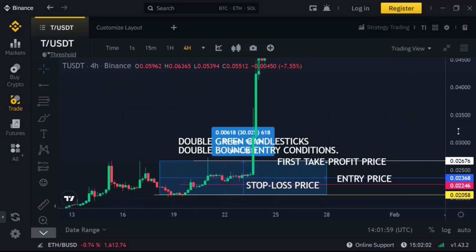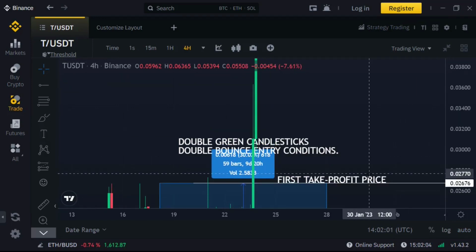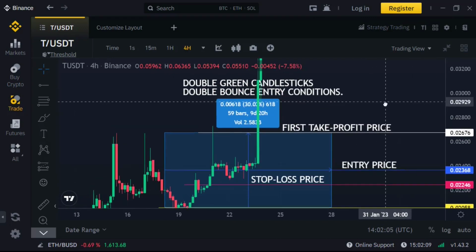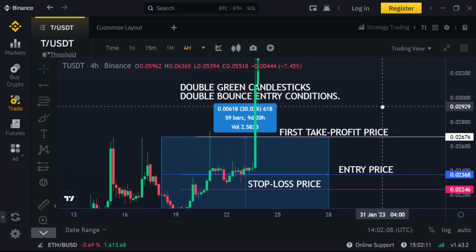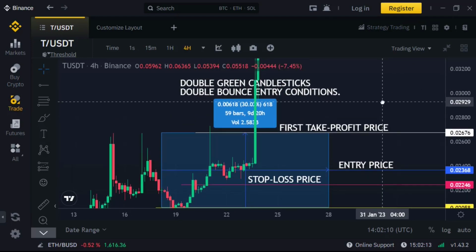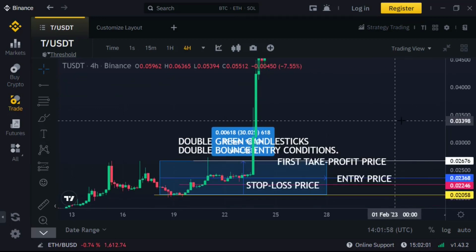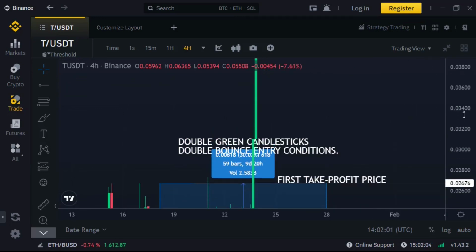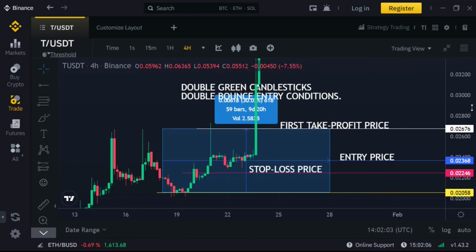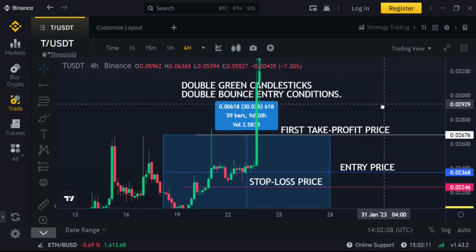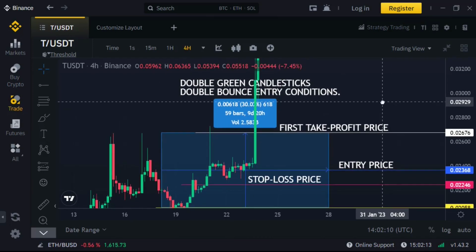Now let's talk about the double bounce entry conditions. The double green candlesticks, double bounce entry conditions, is one of the safest and most profitable approaches to cryptocurrency trading, and here's how to get it right. The double green candlesticks, double bounce entry condition is used to buy cryptocurrency pairs that have first bounced up to the entry price and then dipped back down to the stop loss price before regaining momentum to bounce up to the entry price again before you can participate on a live trade.